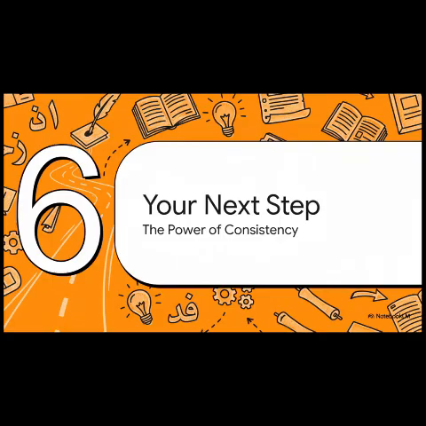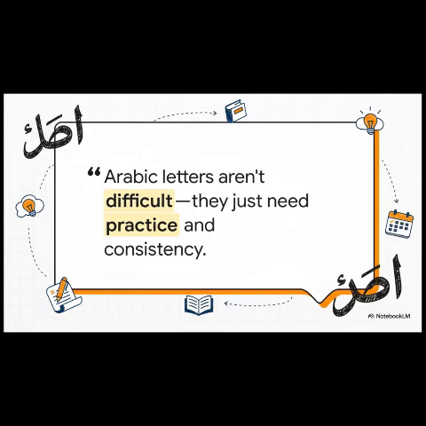So, you've got the basic rules and you've got a roadmap. What's the final piece of the puzzle? What's the one thing that will guarantee your success? It's not about being a natural at languages or studying for hours and hours. It really boils down to just one thing. And this right here is the main takeaway. The most important thing I want you to remember. The Arabic alphabet isn't difficult. It just needs two things from you: practice and consistency.